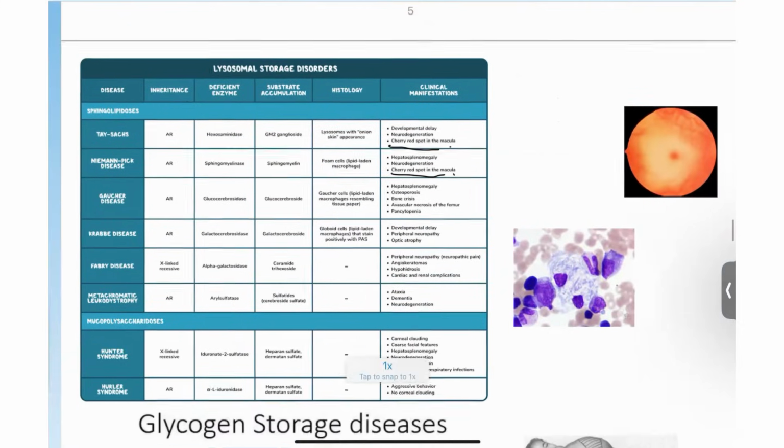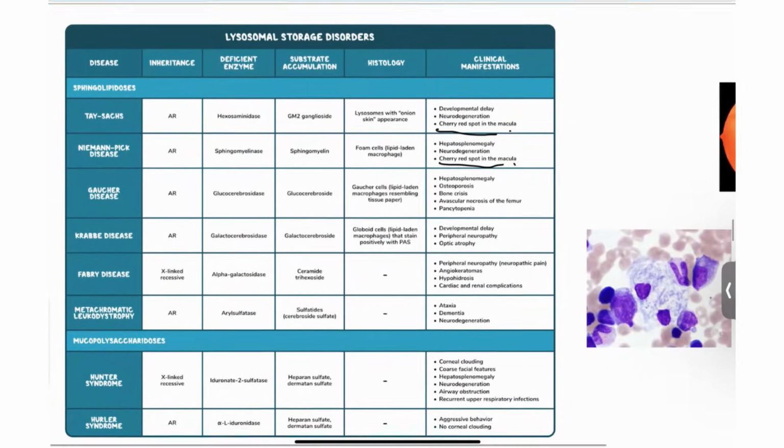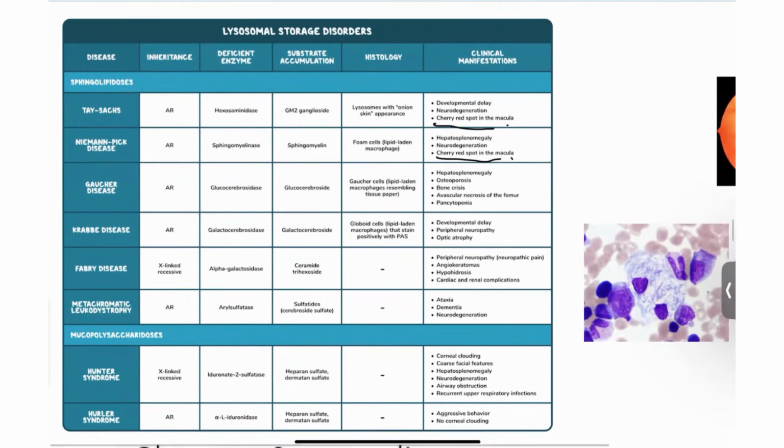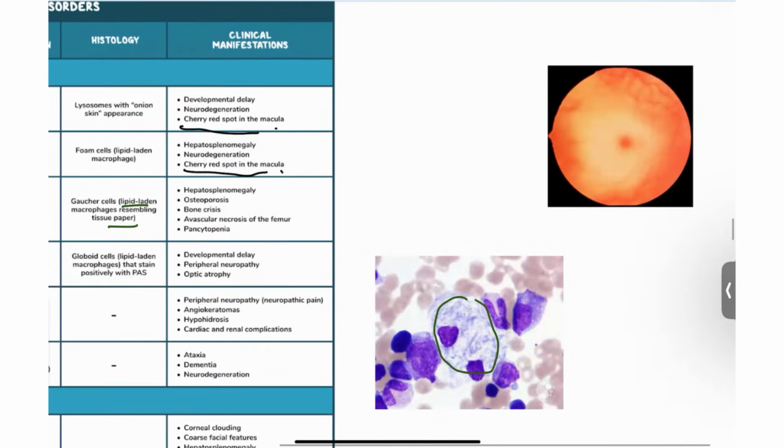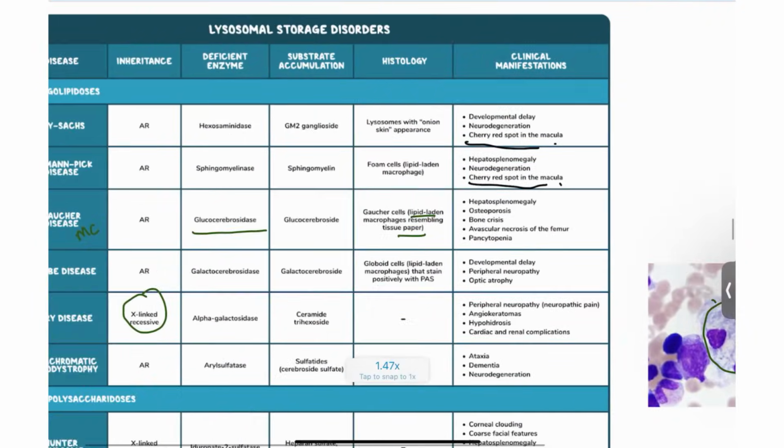Next, coming to the lysosomal storage disorders, all are going to be autosomal recessive except Fabry disease and Hunter disease. Okay, Fabry disease is X-linked recessive. Next, what is the most common among all these? The most common is Gaucher disease. This will be deficient in glucocerebrosidase. Gaucher cells, lipid-laden, tissue paper-like appearance will be seen. This is the tissue paper-like appearance that is seen with Gaucher disease.